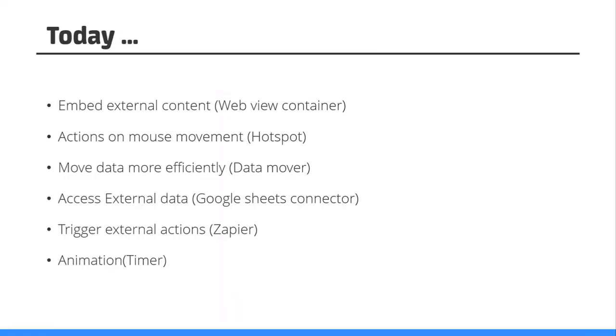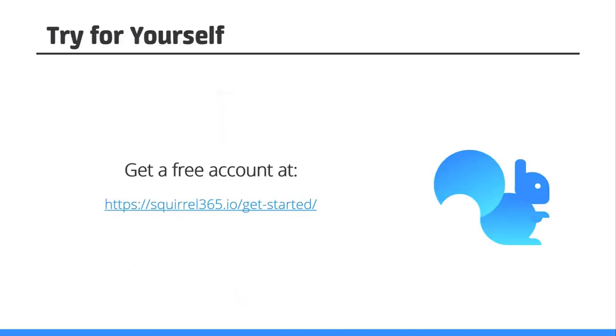So that's all the various things we're looking at today: embedding external content, mouse actions on mouse movement. We saw with the hotspots, many ways of using data mover to do lots of different and increasingly sophisticated things. Access to external data, and then updating that external data with a Zapier action. And then we looked at animation using the timer.